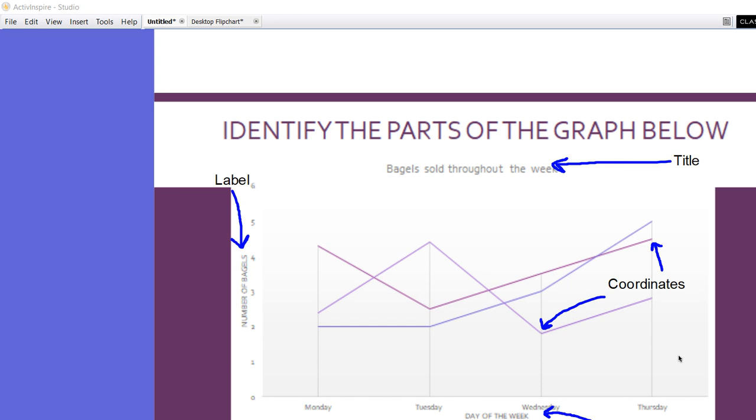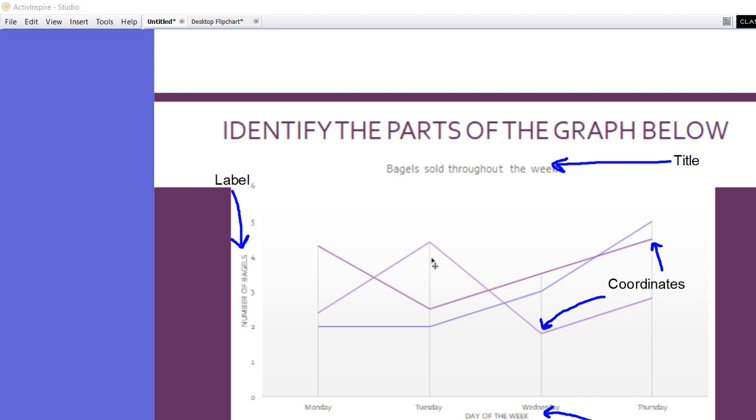The final thing that we're going to look at on this graph is the data, and all of the information together is the data in this graph. So all of these coordinates, the number of bagels sold on Monday, Tuesday, Wednesday, and Thursday, and the numbers of plain, everything, and chocolate chips sold on those days all together is called the data. So all of the information contained in the graph is the data, not just the individual points, all of the points together are considered the data.